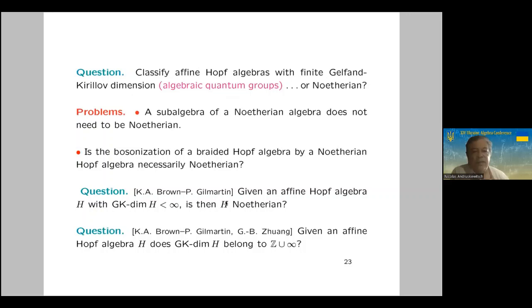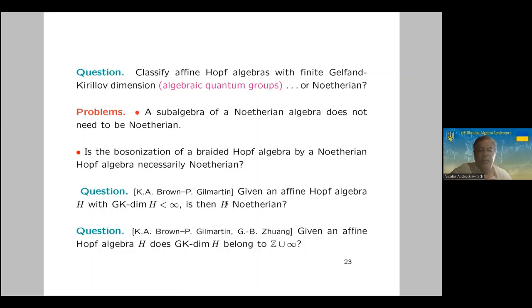This leads us to several questions in the theory of Hopf algebras. The overall question is to classify affine Hopf algebras with finite Gelfand-Kirillov dimension or with the Noetherian property. Actually, it's not clear to me what is the right notion of algebraic quantum groups, whether it is finite Gelfand-Kirillov dimension or Noetherian, or something in the middle.